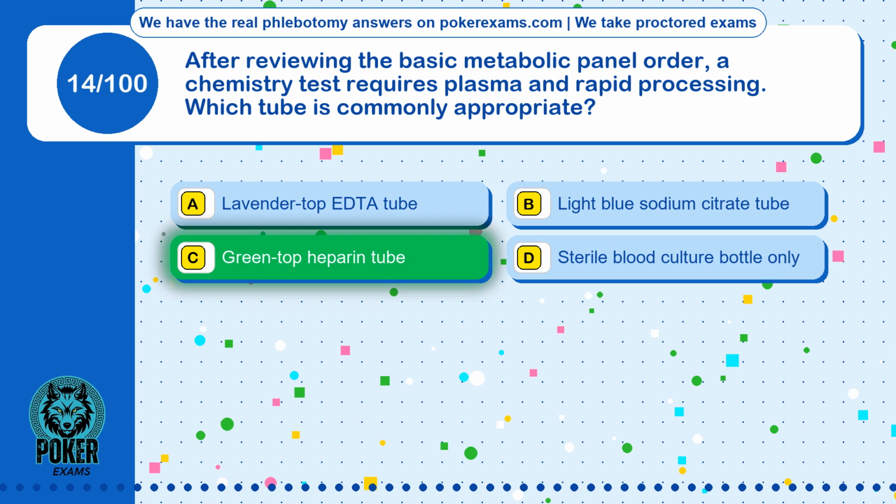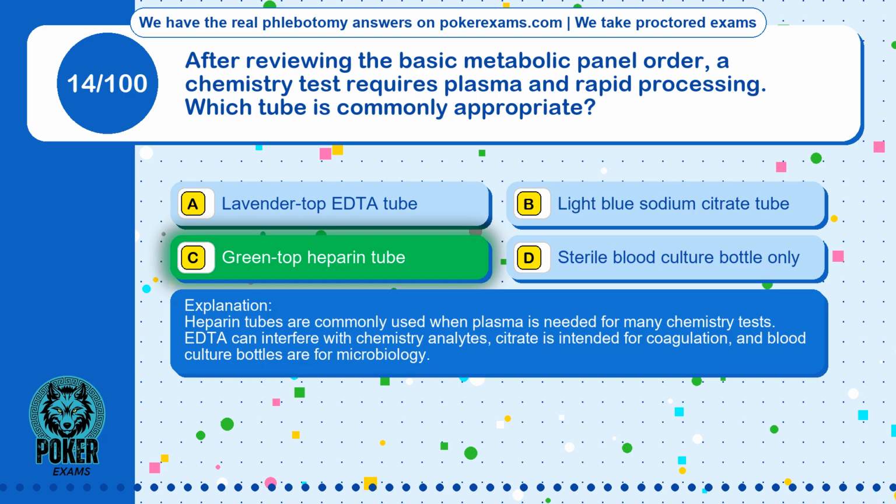The correct answer is option C. Green top heparin tube. Heparin tubes are commonly used when plasma is needed for many chemistry tests. EDTA can interfere with chemistry analytes, citrate is intended for coagulation, and blood culture bottles are for microbiology.